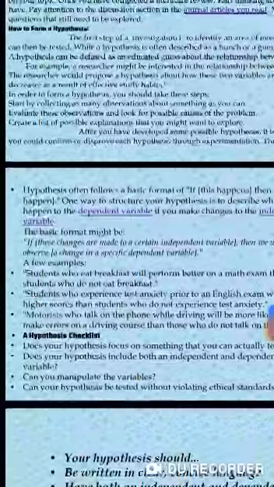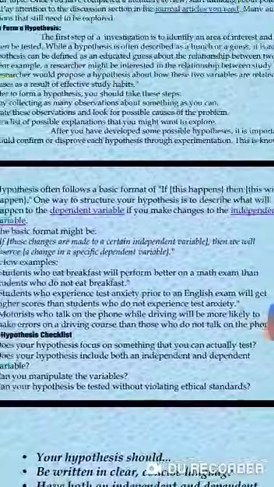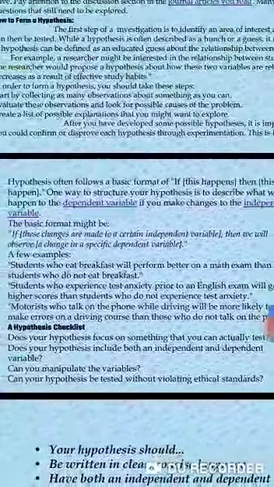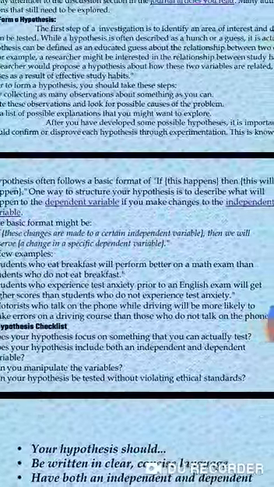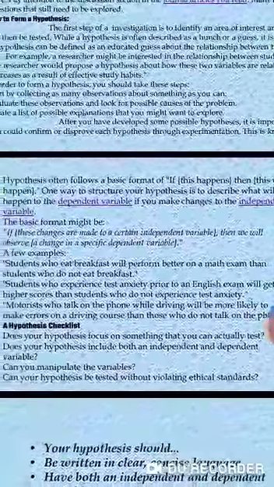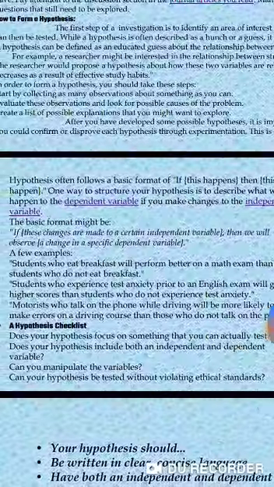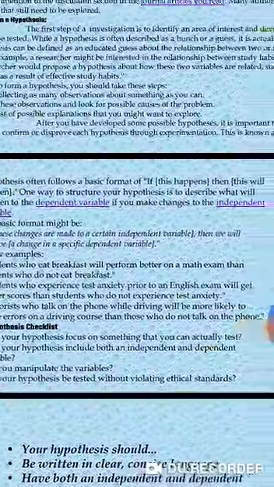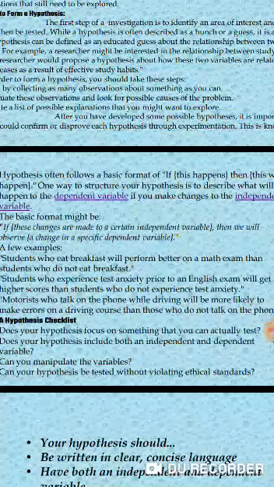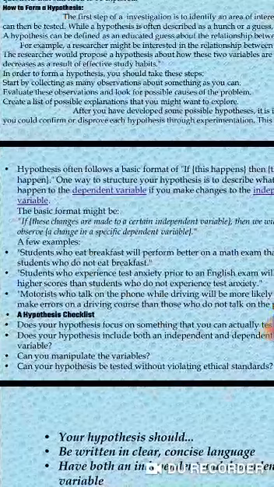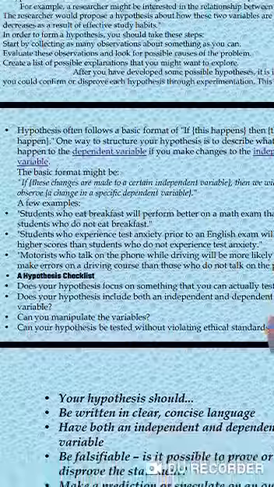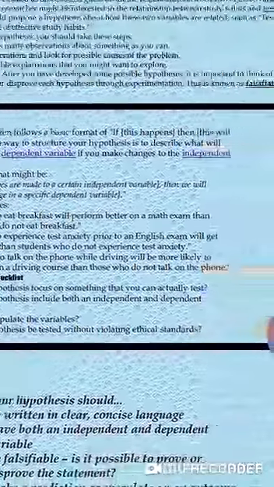If this happens, then this will happen. One way to structure your hypothesis could describe what will happen to a dependent variable if you make changes to an independent variable. The basic format might be, if these changes are made to certain independent variables, then we will observe a change in a specific dependent variable.